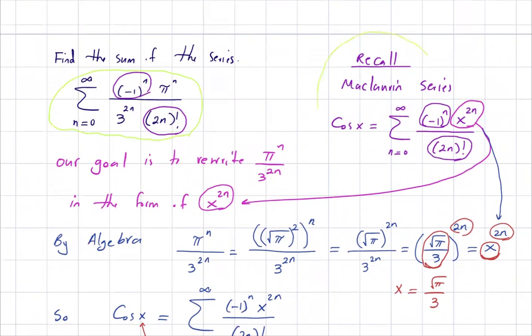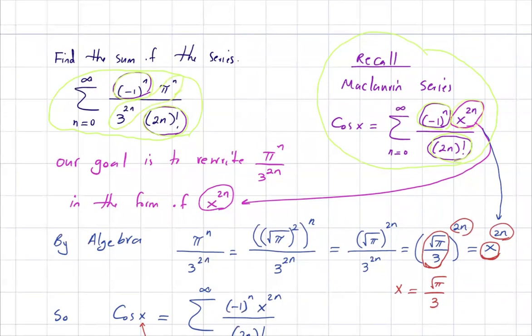From Maclaurin series, recall that the cosine of x is equal to the summation of (-1)^n x^(2n) divided by (2n) factorial. So if you can recognize x, then you're done. You have (-1)^n, (-1)^n. On the denominator, you have (2n) factorial, (2n) factorial. So our job is very easy. We need to combine these two in a way that you can see x^(2n).